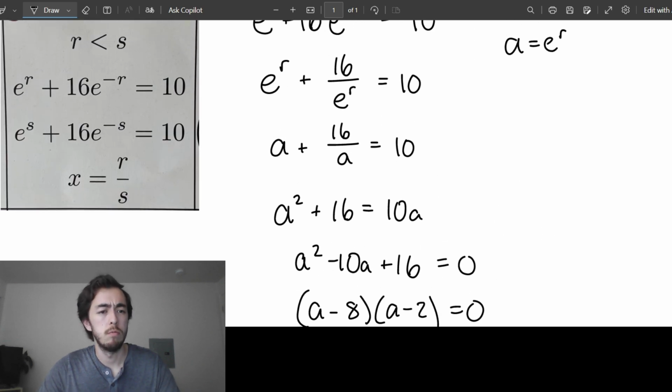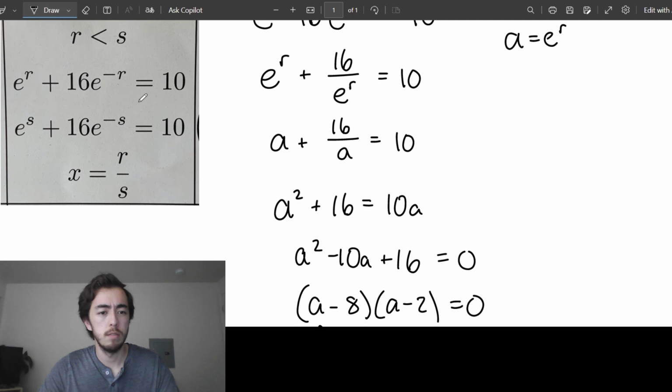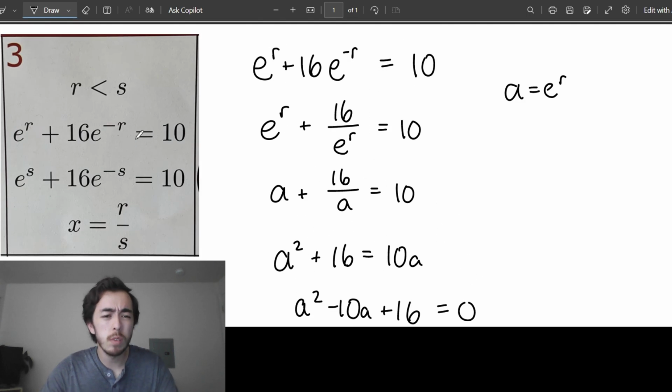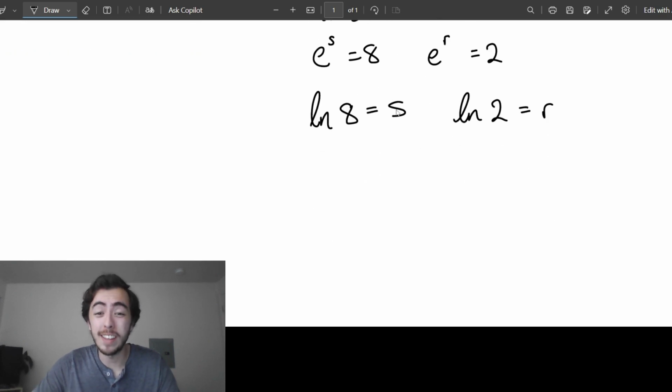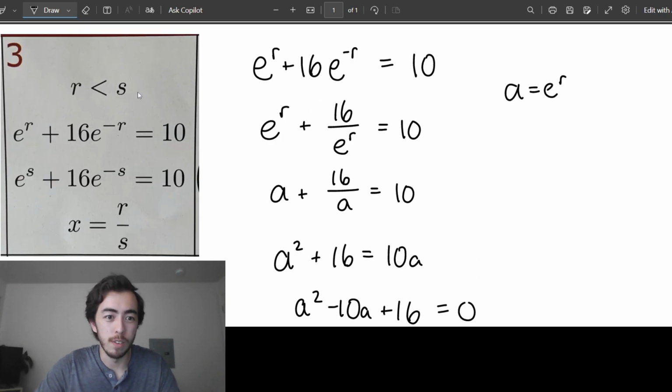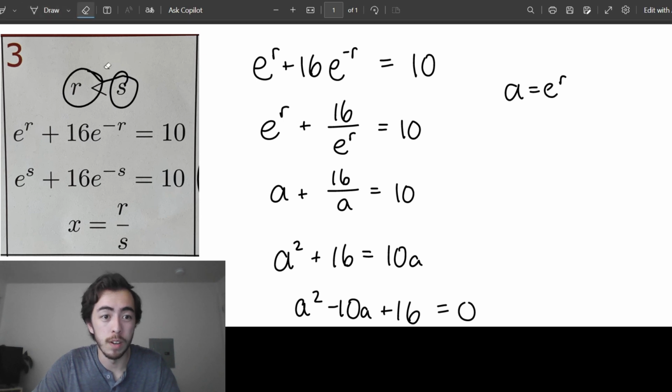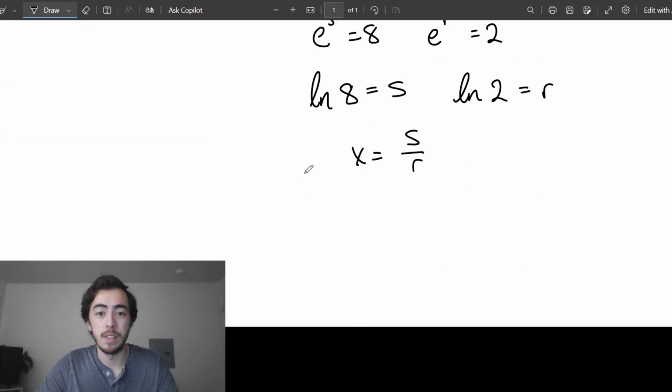Really? R is less than s, and the smaller number is in the numerator? That's kind of strange. Shouldn't the bigger number be in the numerator? Because then I think it's supposed to be x is equal to s over r. And am I reading this right? S is a larger number than r. Okay. I know that the natural log of 8 is bigger than the natural log of 2. X is going to be equal to ln 8 over ln 2.